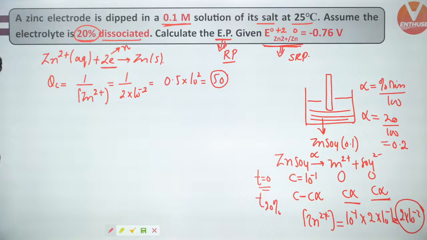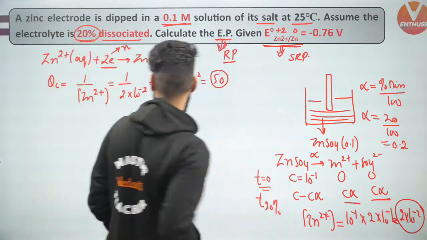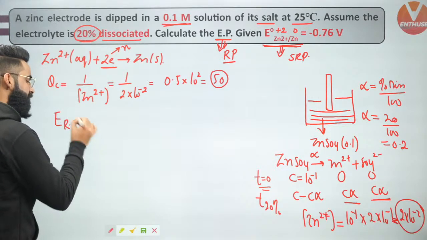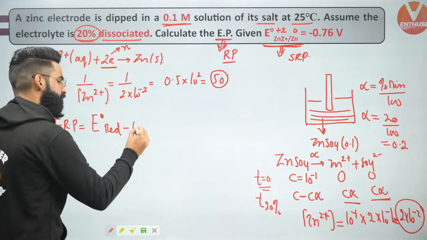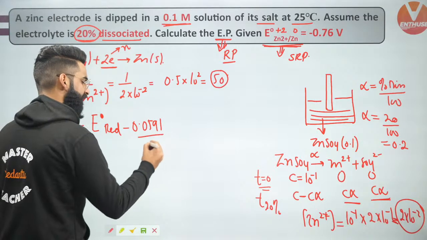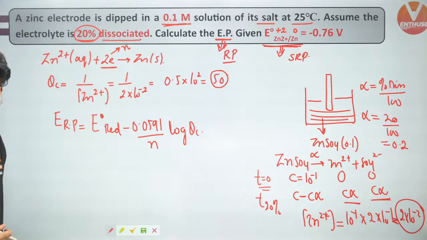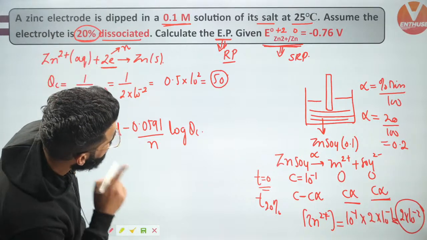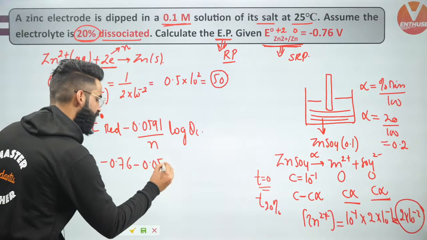So I got the value of QC right here as 50. Now I got the value of QC, I got the value of N. I'm given the standard reduction potential. Can I simply calculate the reduction potential by means of the Nernst equation? The reduction potential of the electrode is going to be equal to E naught red, standard reduction potential, minus 0.0591 divided by N, times log of QC. Yes, I can write it. So standard reduction potential of the electrode is given to me as minus 0.76, minus 0.0591.